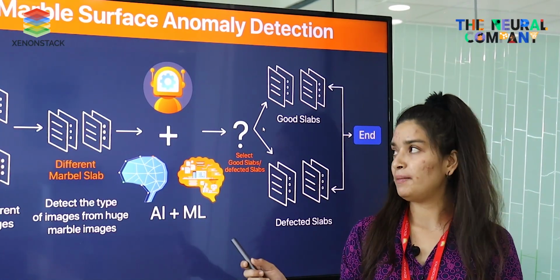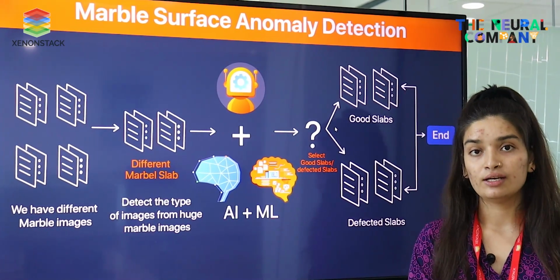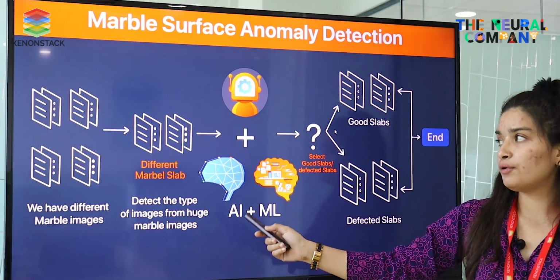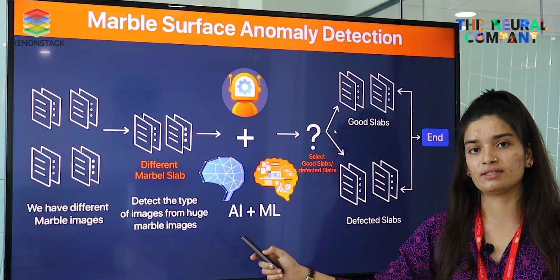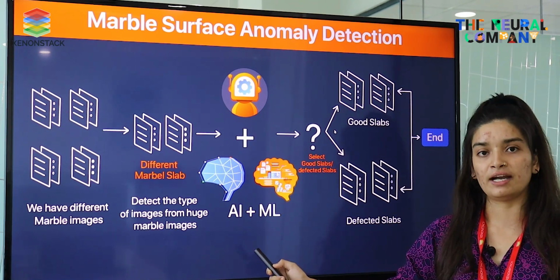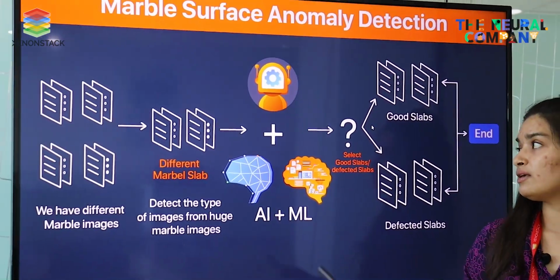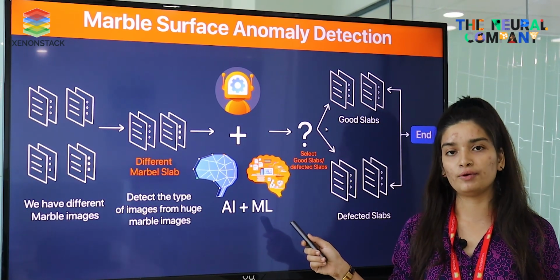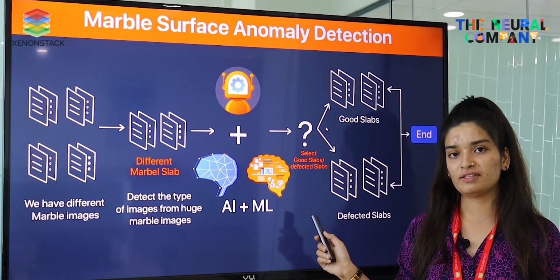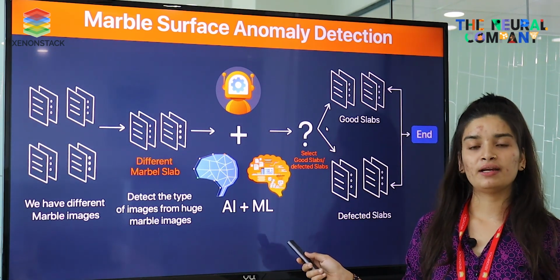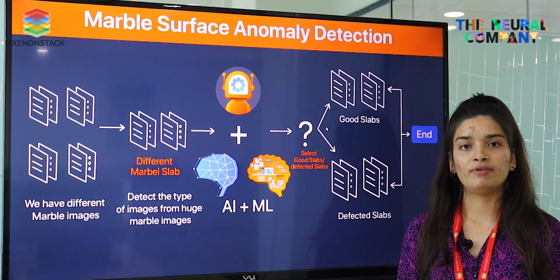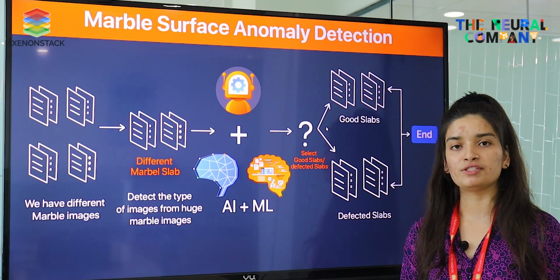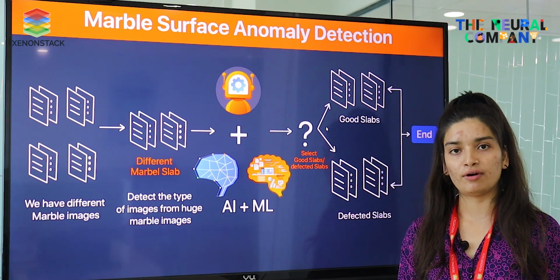This is the implementation flow of marble surface anomaly detection. Basically, we have different types of marble images in a folder, and we have to detect which marble slabs are good and which are defective from the huge amount of marble images. By using ML and computer vision techniques and RPA, we can automate the whole process of detecting which images are good and which are defective.